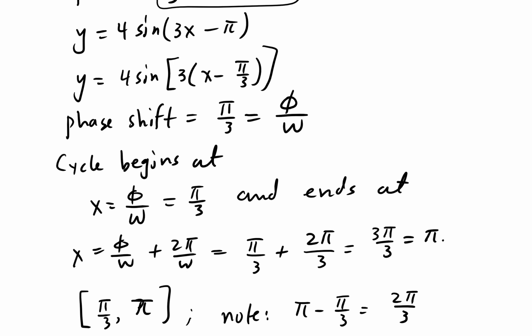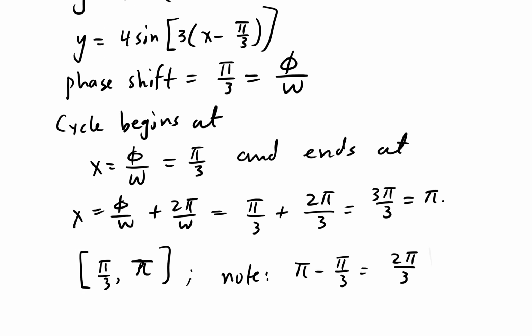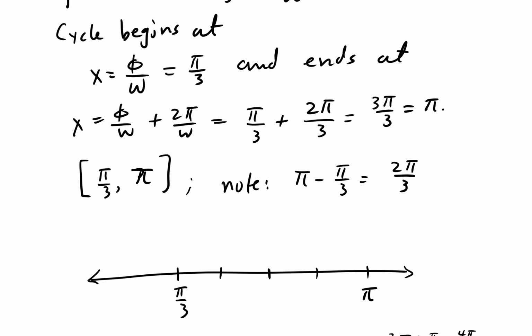Next. So that tells me the beginning and the end of one cycle. So how are we going to graph it over pi over 3 to pi? I start with the number line. I'm going to go pi over 3 to pi. We always have 5 points. I need to fill this out. The first thing we do is get the middle one, halfway between pi over 3 and pi, by adding the two numbers up, pi over 3 plus pi, and dividing by 2.